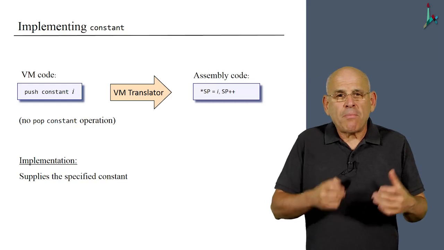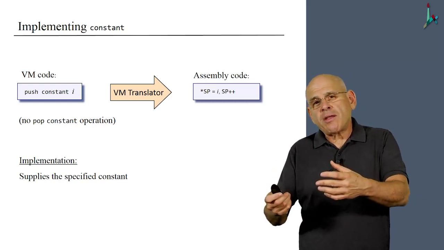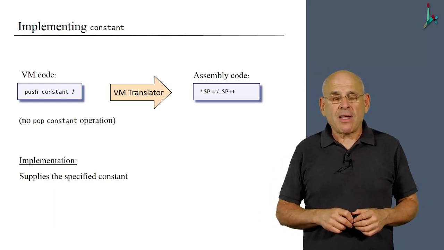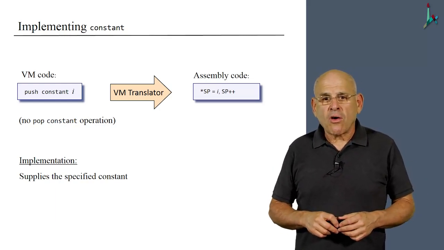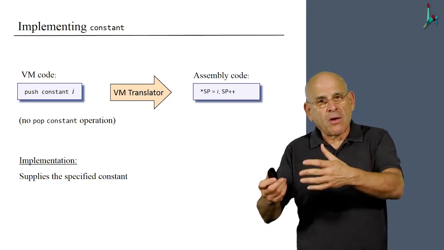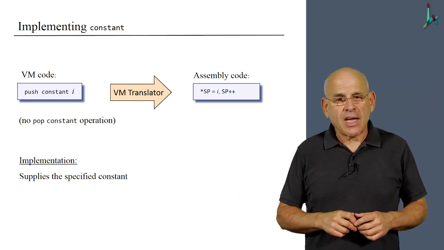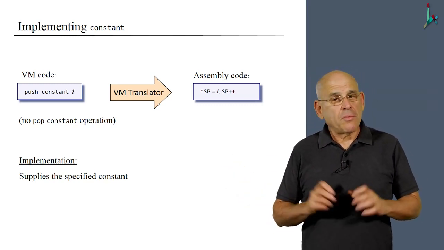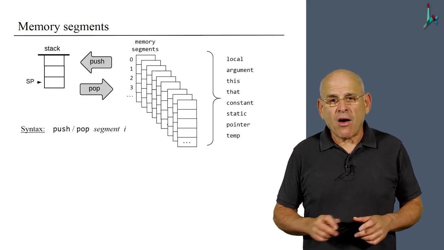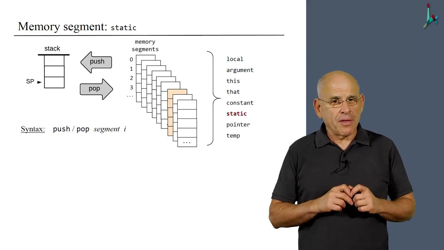So whenever we see a push constant i command, we simply generate low-level code that supplies the specified constant. So we do *sp = the specified constant, and then we advance the stack pointer. So this has been the treatment of the constant segment. Moving along, the next segment that we're going to deal with is the static segment.